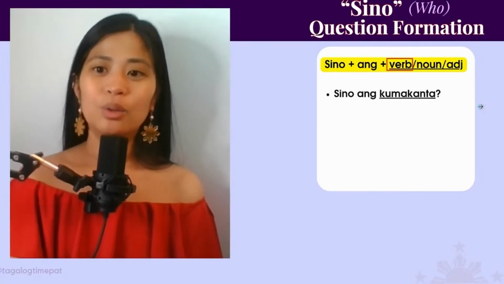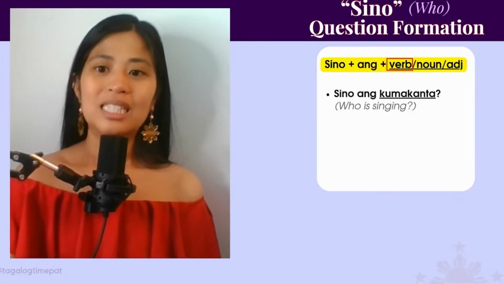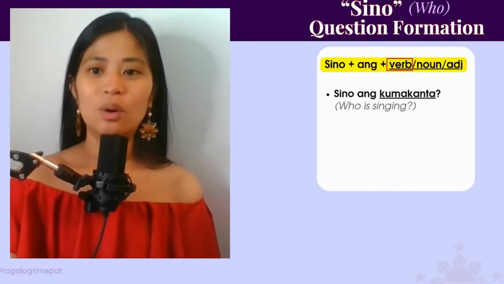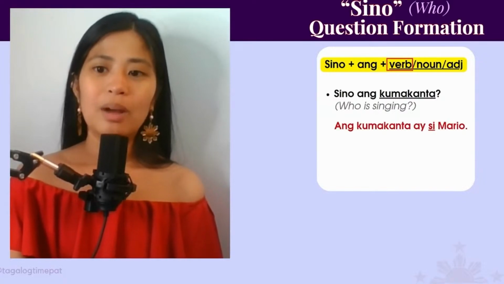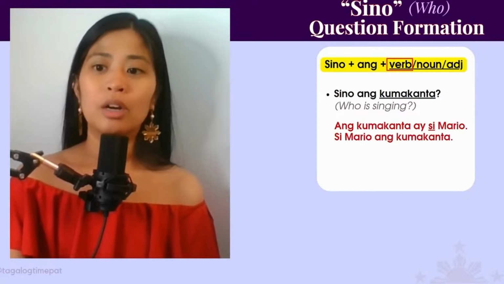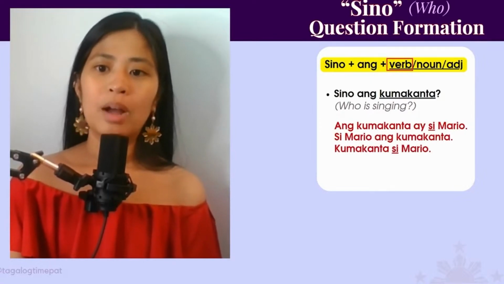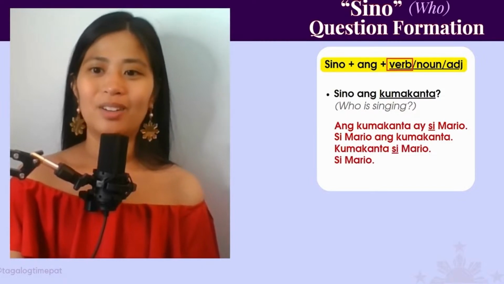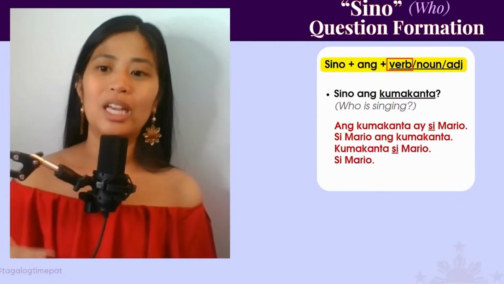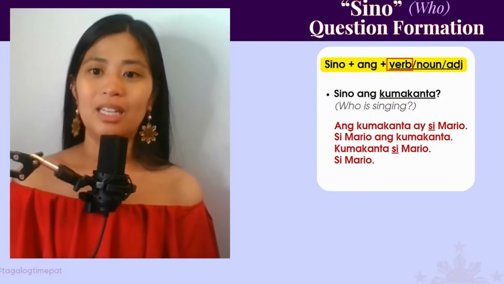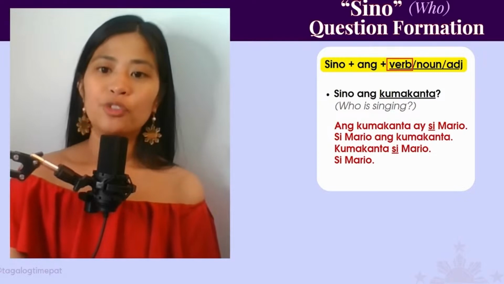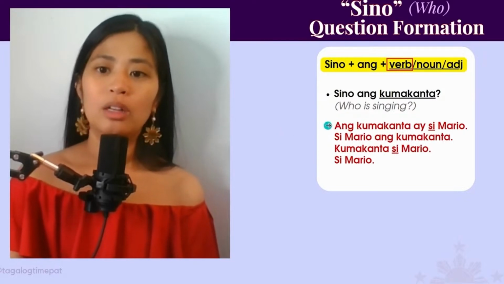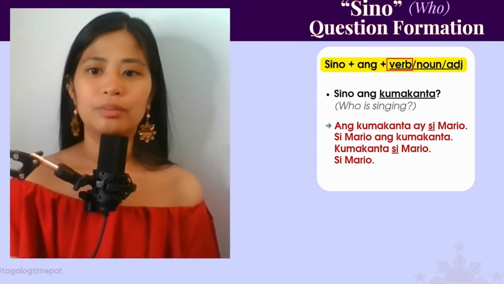Sino ang kumakanta? Singing. Who is singing? Sino ang kumakanta? Ang kumakanta ay si Mario. Si Mario ang kumakanta, or kumakanta si Mario? Si Mario. I wanted to show you all the different ways a response could be made. So, sino ang kumakanta? Who is singing? This first example is formal. Ang kumakanta ay si Mario.